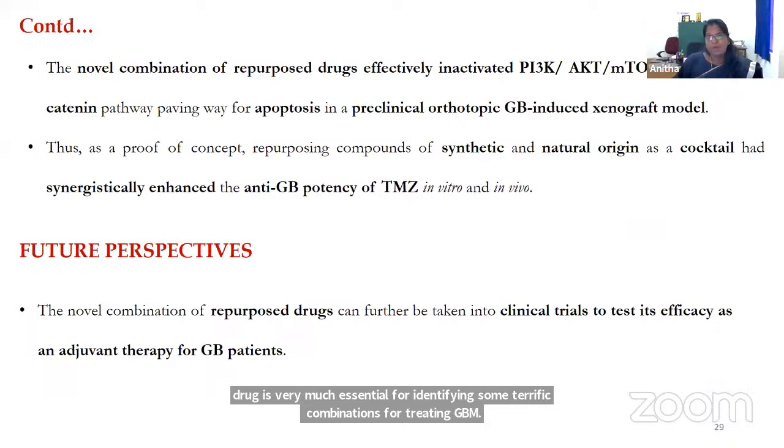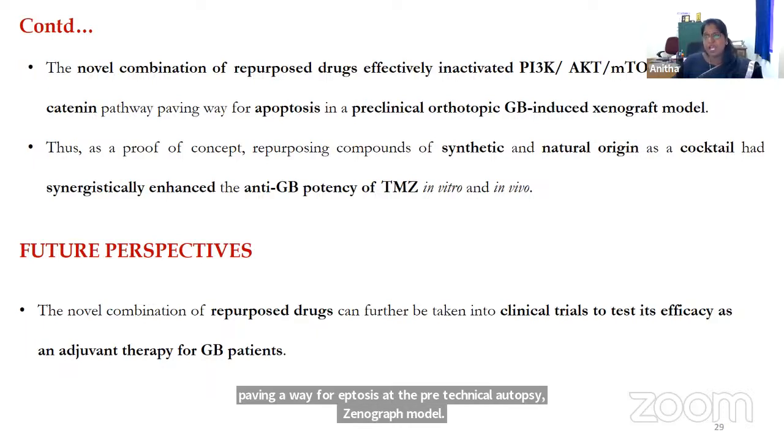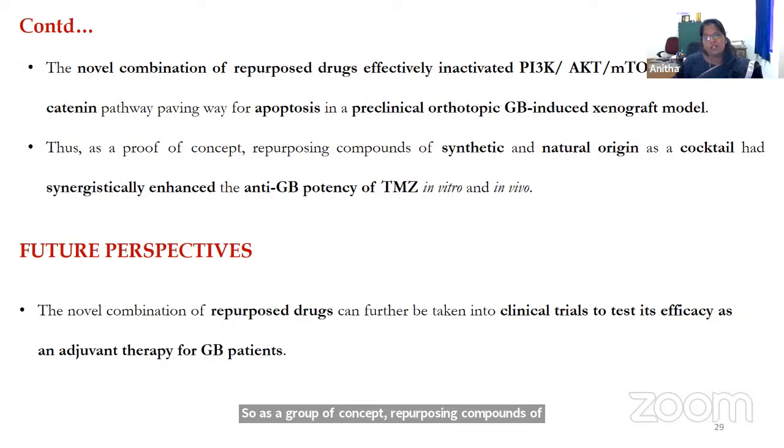So from my study, what we concluded was that the combination of drugs was actually able to inactivate the PI3K pathway or Wnt signaling pathway, paving a way for apoptosis in the preclinical orthotopic GB xenograft model. So as a proof of concept, repurposing compounds of synthetic and natural origin as a cocktail will synergistically enhance the anti-GB potency of the standard drug, both in vitro and in vivo.